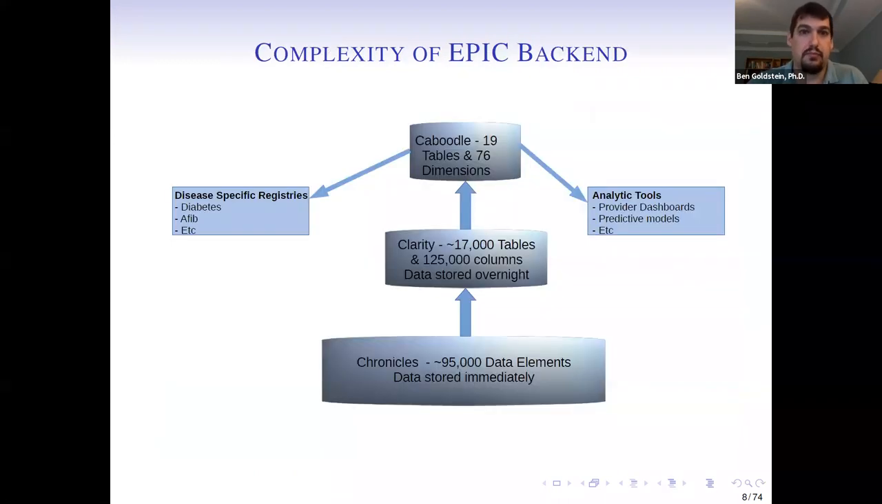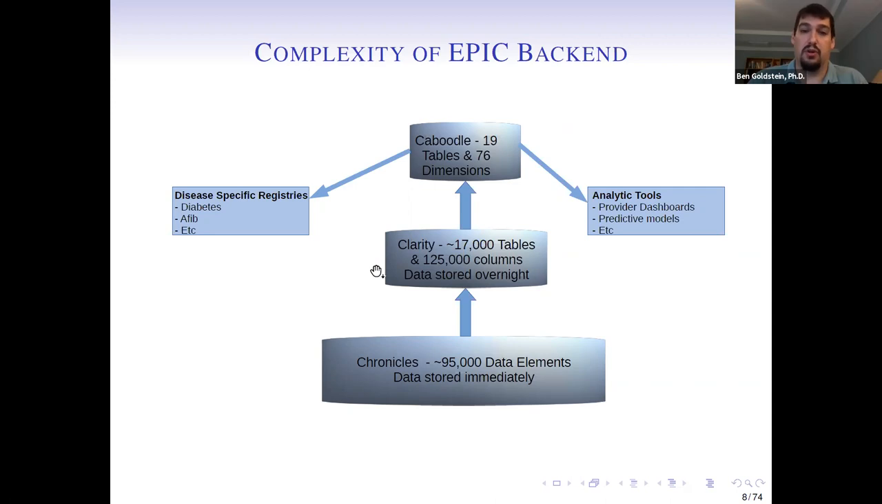This gives another illustration of how the data are organized. This is about the Epic back end, which is again what we use here at Duke. There's actually a series of different layers of Epic. We have what's called Chronicles, which are data that are stored immediately. These are stored in a very raw, disorganized form, and there are about 95,000 data elements. These data are organized overnight into a system called Clarity.